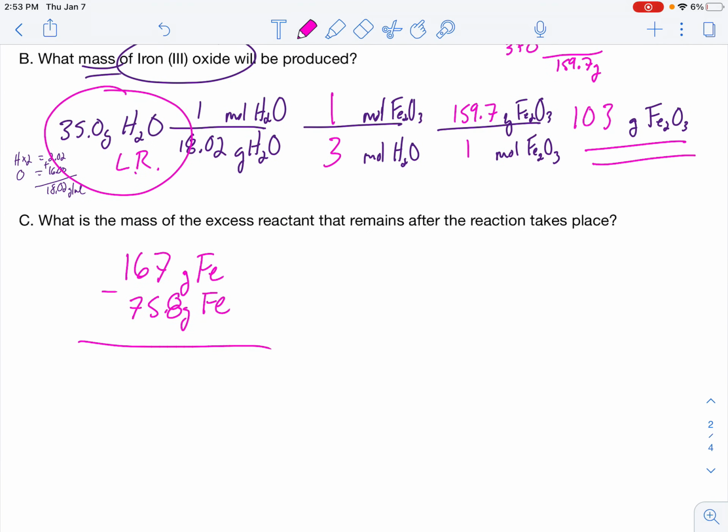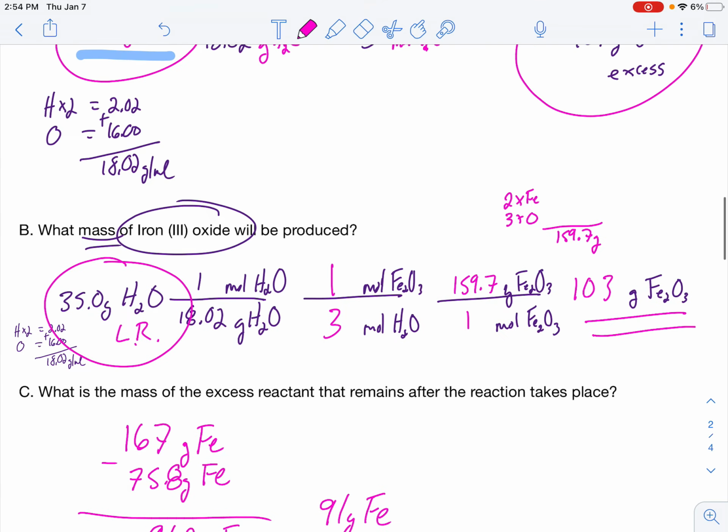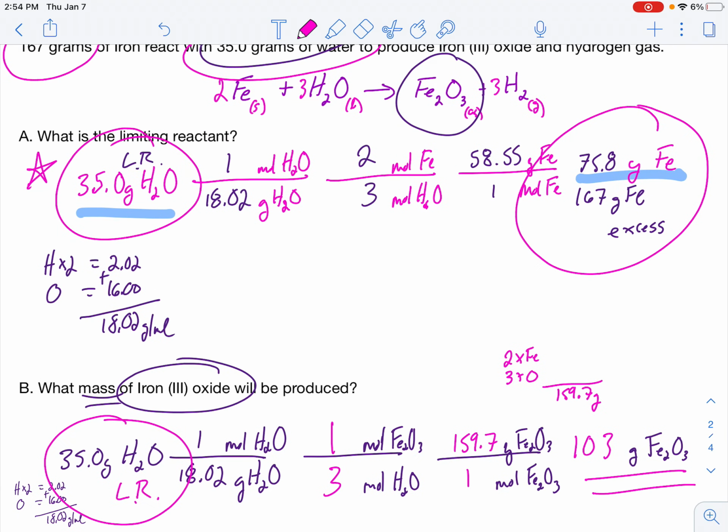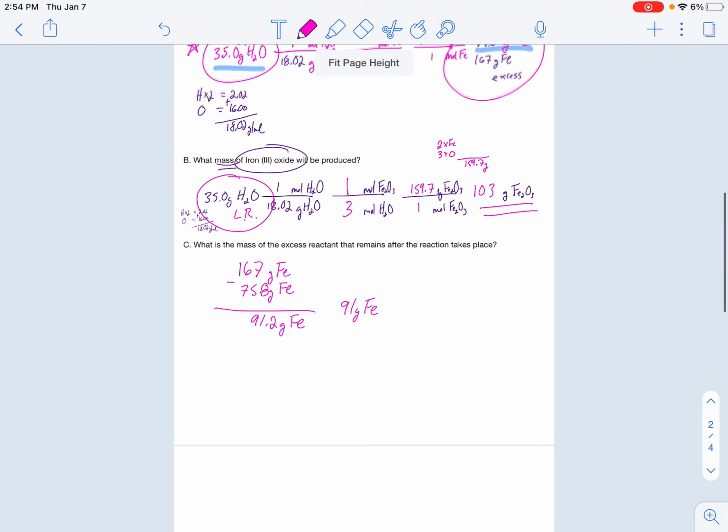And I subtract the two. What that's going to give me is 91.2 grams of iron in excess. With sig figs, that's going to be 91 grams of iron in excess. If I did not do this calculation before, I would have to do that calculation starting with the limiting reactant to my other reactant to figure out how much excess would actually be required. But that's how that works.